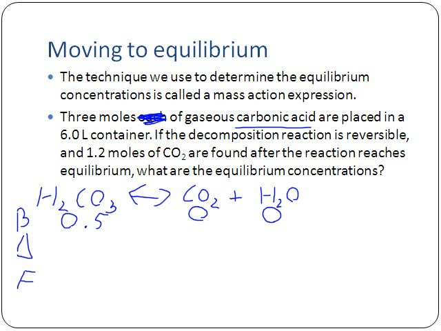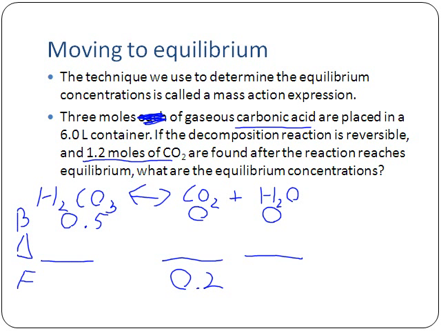But how much? Well, we know that there are 1.2 moles of carbon dioxide found after the reaction reaches equilibrium. So if we were to look at sort of our final amounts here, we know that afterwards there are 1.2 moles of carbon dioxide, but we don't want moles, we want molarity, concentration. So we take our 1.2 moles and divide it by the size of our container, which is 6 liters. And so that's 0.2 if you do that math here. And so we know we end up with 0.2 molarity concentration of our carbon dioxide. And this is all we know right now.